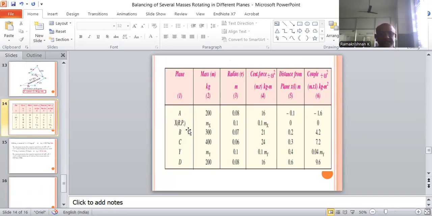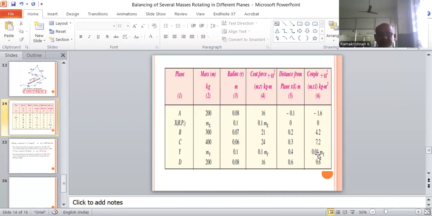So for the planes A, X, B, C, Y, the masses are given except mx and my. Then the radius is given. Now the centrifugal force is mass into radius. Similarly, the distances of the planes from the reference plane X: plane A is to the left of the reference plane, so it is regarded as minus 100 mm, that is minus 0.1 meter. Similarly, all the values are noted. Then the couple, minus 1.6, 4.2. Here we can easily note that in the centrifugal force values there are two unknowns, but in the couple values there is only one unknown.